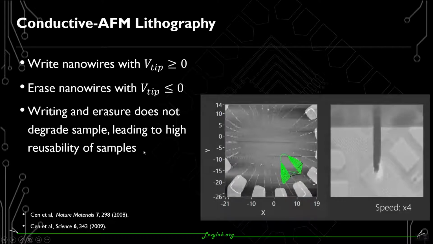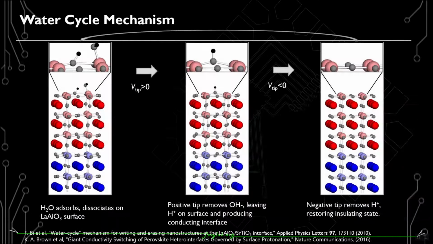Now, we have to understand a little bit more about how the c-AFM lithography works, and that's through something known as the water cycle mechanism, where water in the air adsorbs onto the LaO surface where it dissociates into H+ and OH- ions. The positively biased AFM tip removes those hydroxyl groups, leaving just the H+ ions on the surface and producing the conducting interface. A negatively biased AFM tip will remove those excess protons from the surface, which restores the insulating state.